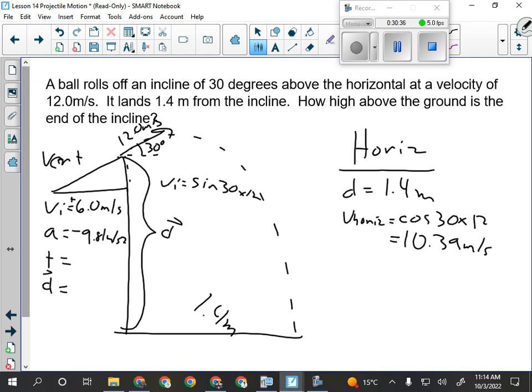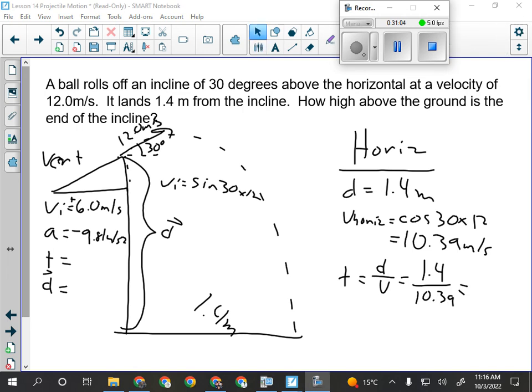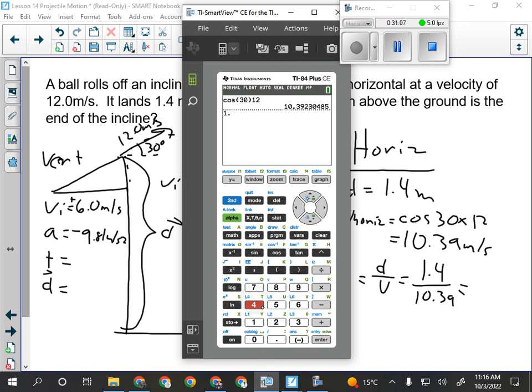Okay, what can I calculate now? Time. Yes, I have enough information now with my horizontal data to get the time, which is something I can use over in the vertical data. It'll probably be helpful because I'm looking for D, and I would have VI, A, and T at that point. I'll give you a minute to catch up. Okay, so if we want to find the time, we take the horizontal distance, 1.4, and we divide by the horizontal velocity.